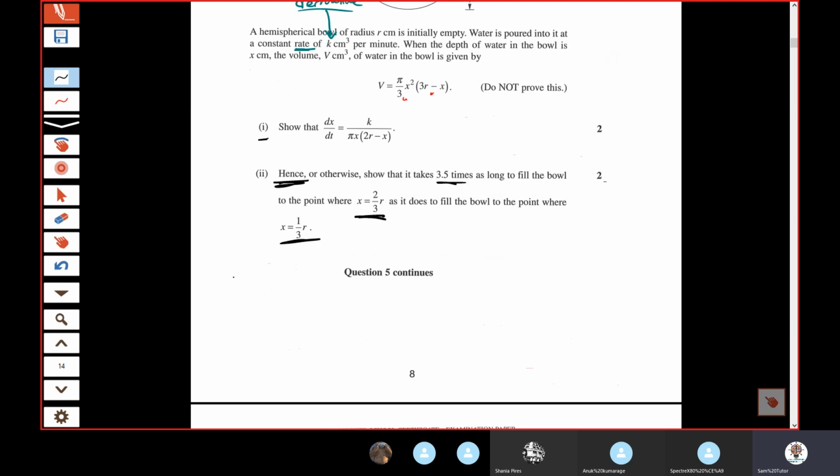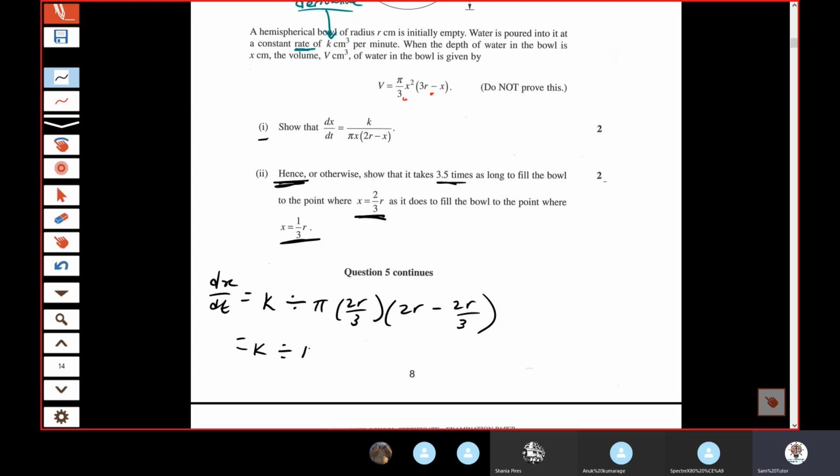Sub it in. dx on dt equals k on pi x. Now, for those who know by now, the way I do this, if there's a fraction and there's another fraction, I don't write a fraction over a fraction. So I'll stop there and restart. I write it like this, divided by pi x, 2r minus x. It's just a lot easier for me to read.